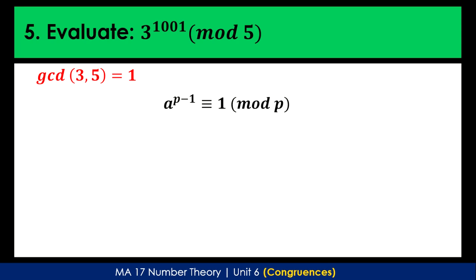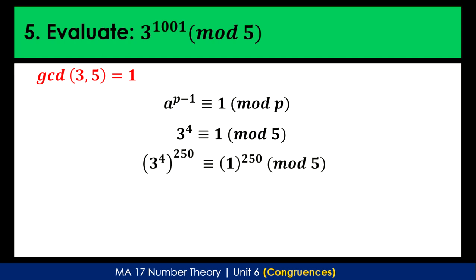So we have that 3 raised to 5 minus 1, so 3 raised to 4, is congruent to 1 modulo 5. But we need 3 raised to 1001. So let's raise both 3 raised to 4 and 1 to the power 250. Then 3 raised to 4 times 250, and 1 raised to 250 is 1. So 3 raised to 1000 is congruent to 1 modulo 5.